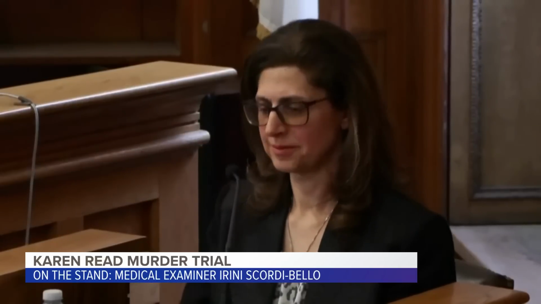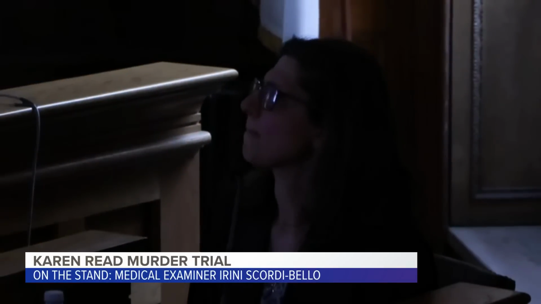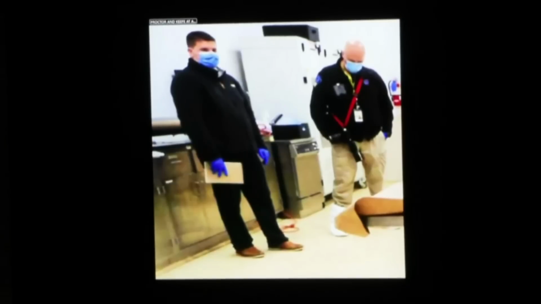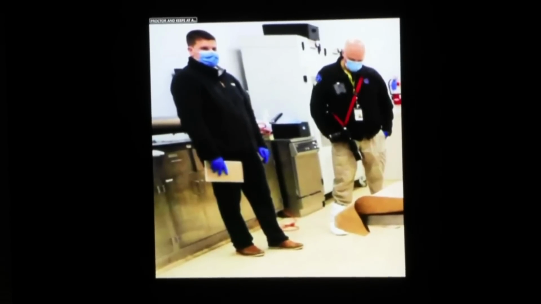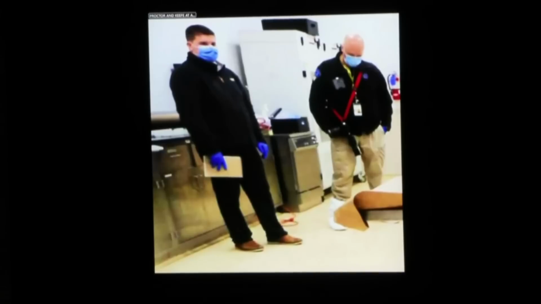Very good. If you could just hold that for a moment, and with the court's permission, could I publish that for the jury? Okay. Thank you. Mr. Wolf, if you could please zoom in on the two individuals in that picture. Dr. Scordi-Bello, do you recognize any of the individuals in that picture? To be perfectly honest, no, I don't. With regard to the person on the right, do you recognize that person? No, I don't. And you said you recognized the setting, correct? Yes. And if I heard you correctly, you said this is the Cape Cod facility? It appears to be, correct.